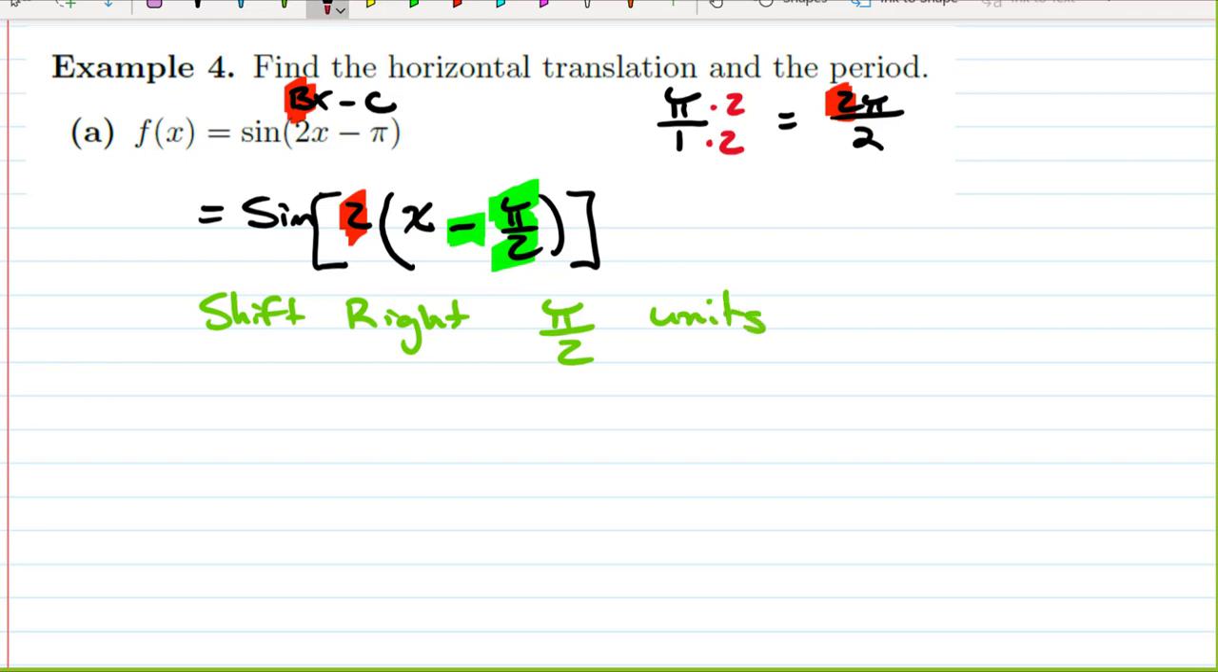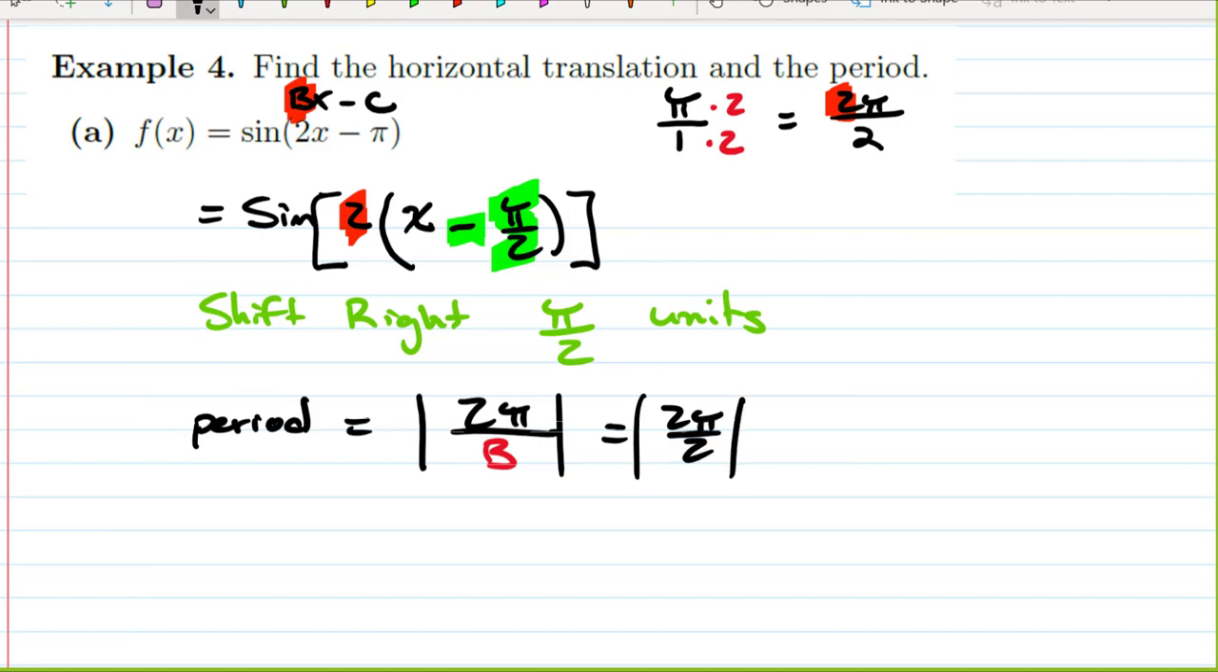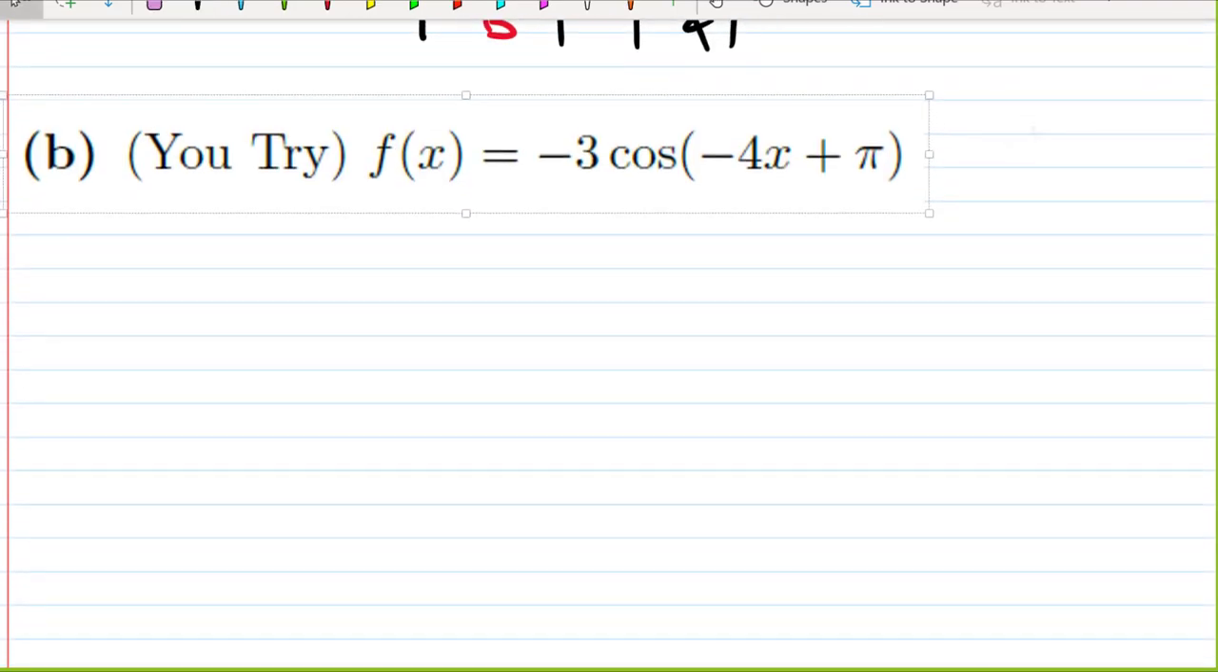Then our coefficient of 2 is going to change our period. And from the previous example, we have that the period was 2 pi divided by our b value. Our b is 2, so that's going to be 2 pi over 2. The 2's reduce out, so the period of this is going to be pi. So our graph will be shifted to the right pi over 2 units, and the period is going to be pi. All right, well, let's go ahead and do this Try.